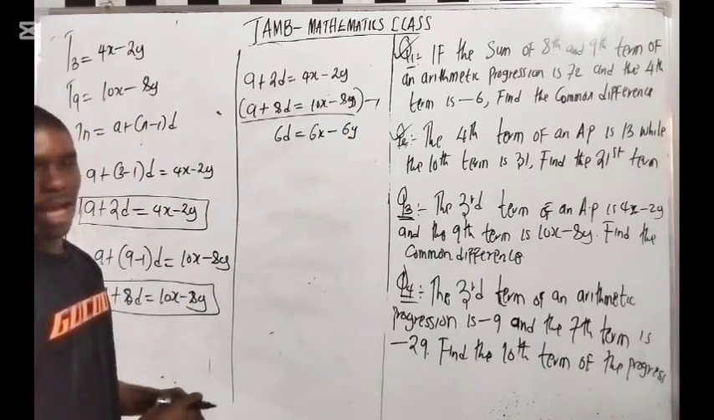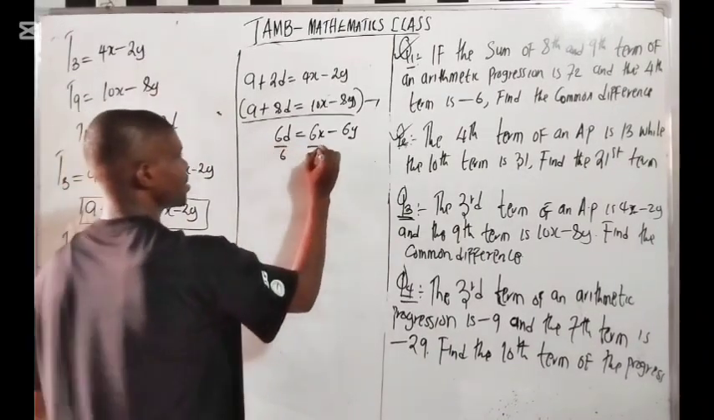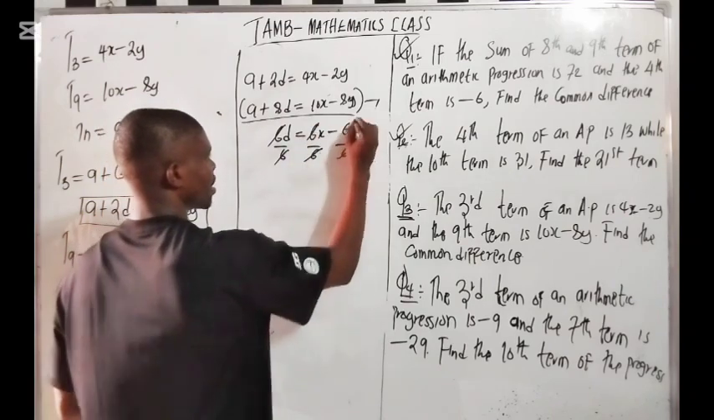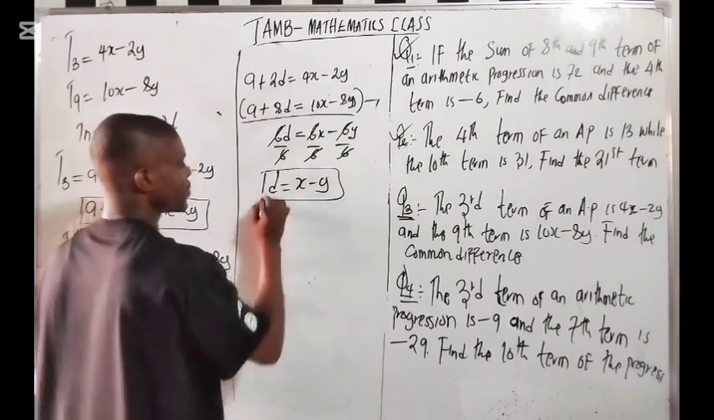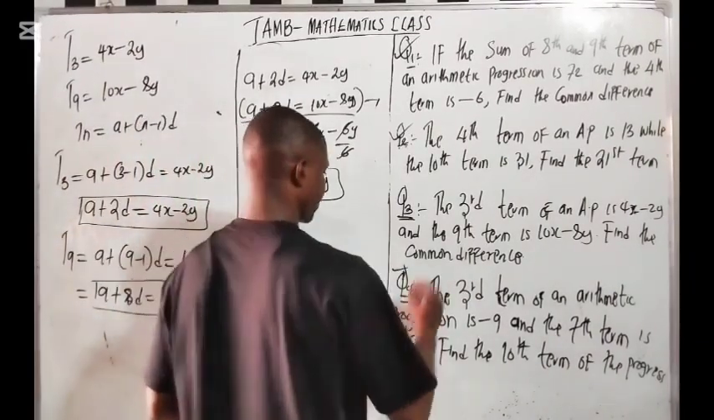Now, 6 can go into everything here. You can break it down to the lowest term. So 6 here, 6 here, and 6 here. So this cancels this, this cancels this, and this cancels this. So d equals x minus y. This is the answer. It's okay. So pause the video and try some for me.